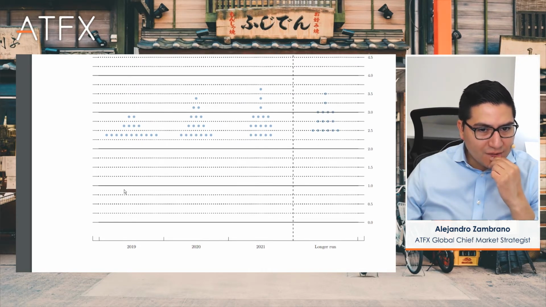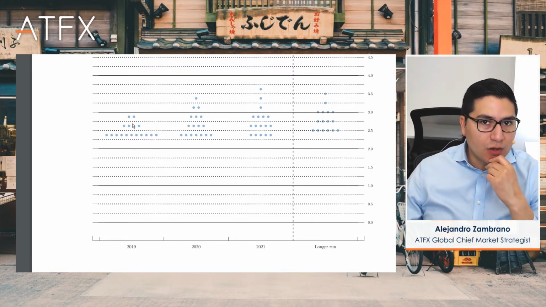I think the average, well, actually, most people anticipate the interest rates to remain where we are right now. And you have 1, 2, 3, 4, 5, 6 members projecting slightly higher interest rates.